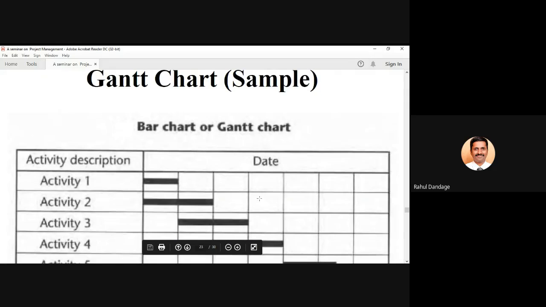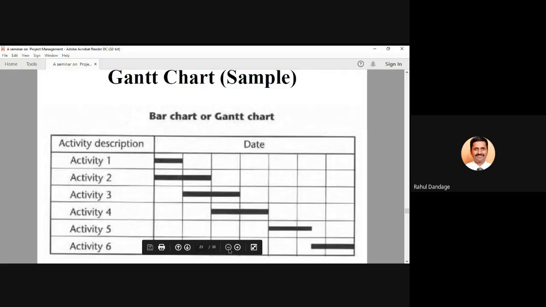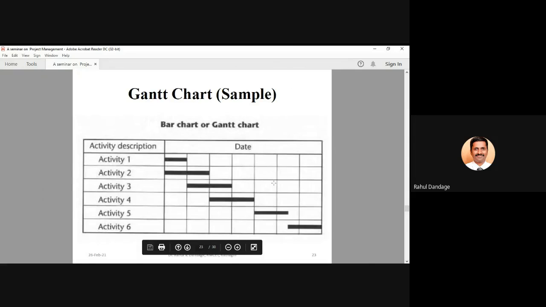So this is one sample Gantt chart, generalized, no specific project. You can see dates, they are horizontally placed, and on the left hand side there is a column, activity description. So activity 1 2 3 4 5 6, multiple activities are given, and when these activities are starting, when they are finishing, how they are progressing, that has been shown by the bars which are provided.